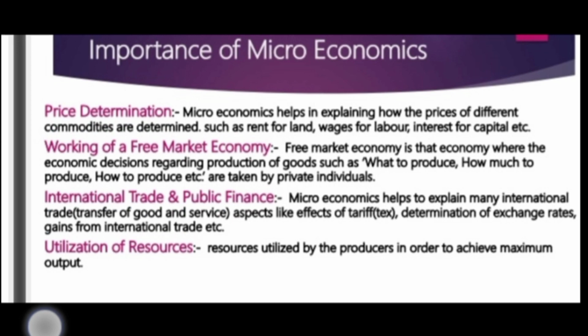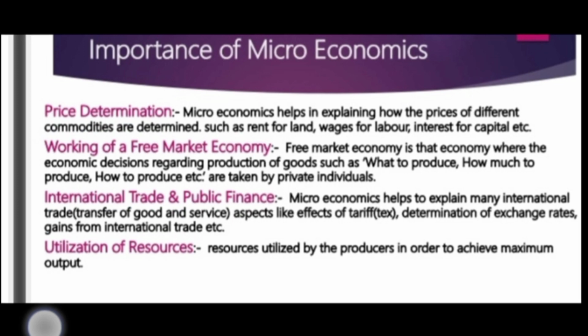Second point, working of free market economy. Microeconomics is helpful for taking the decision regarding how much to produce, what to produce and how to produce. So these decisions are very important from the economic point of view, for individual firms, private individuals and firms.